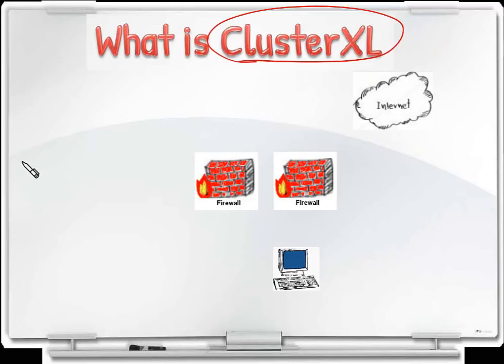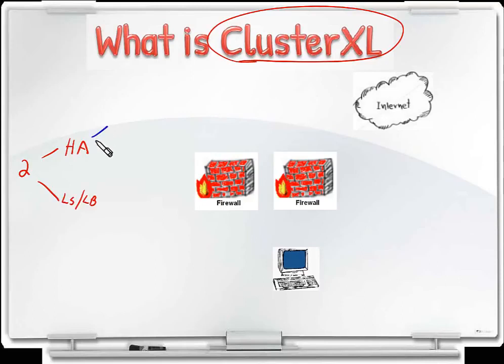So Cluster XL, there are actually 2 methods of setting up Cluster XL. The first method is called high availability. The second method is called load sharing or load balancing. Sometimes you can use these words interchangeably. So there are 2 methods, high availability and load sharing.